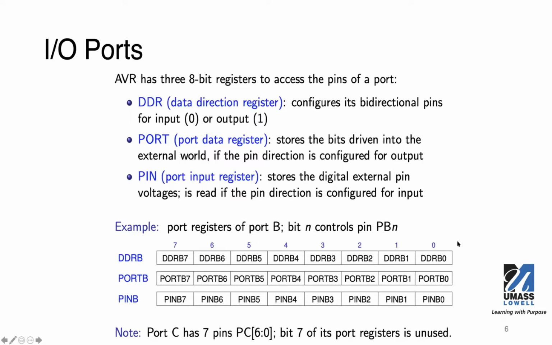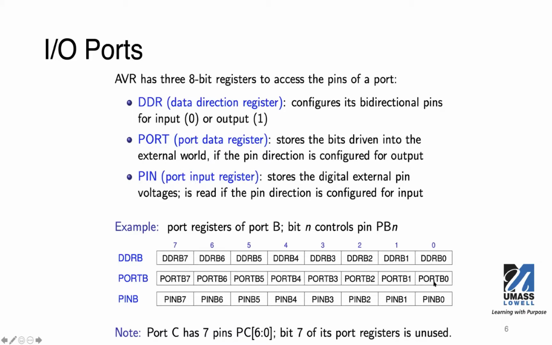Now, if I make a different case, let's say I set DDR B0 as 1. That means I want to use this PB0 pin as an output pin. I'm going to send a value out through this pin. And then I will use port B0 rather than PIN B0, because that is for input. I'm going to use this one as the way to send out a value through this PB0 pin.